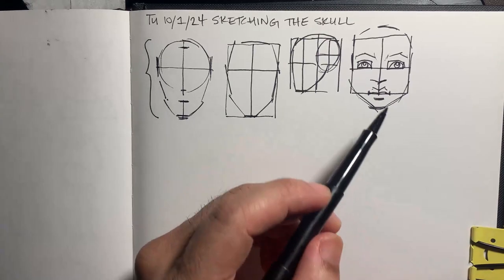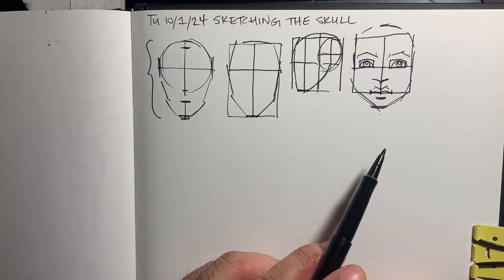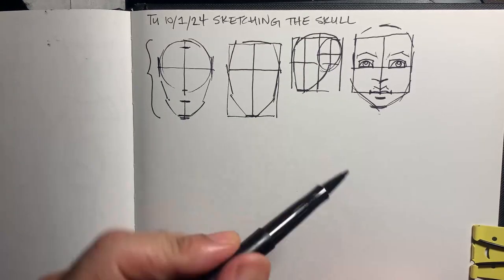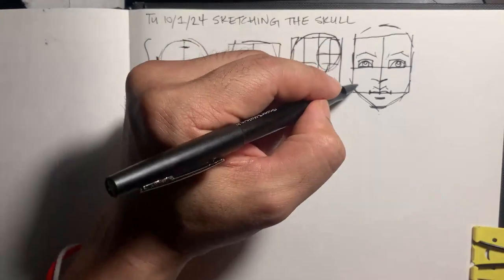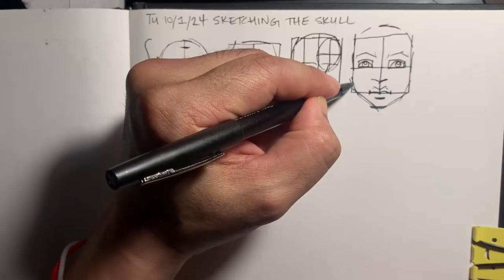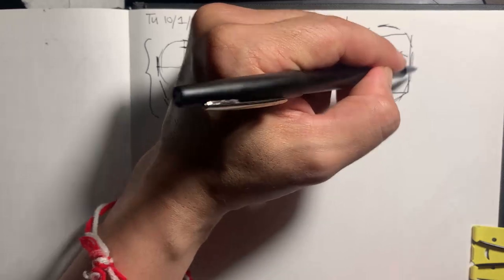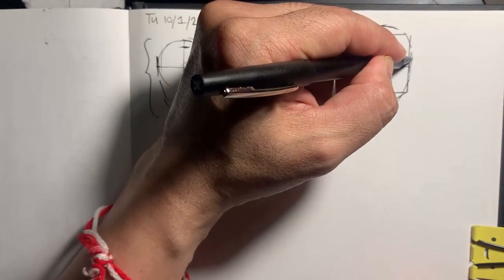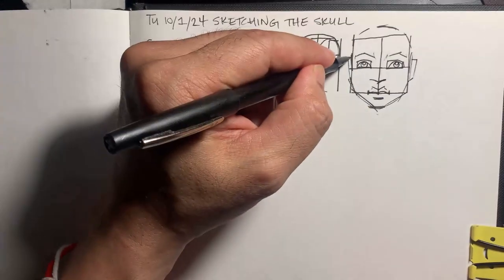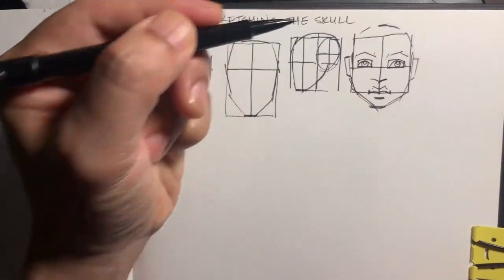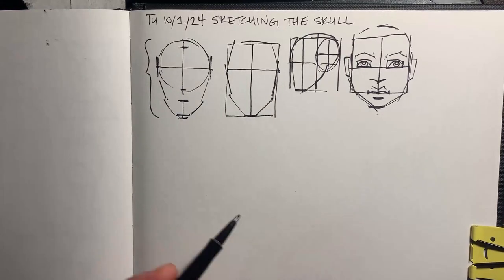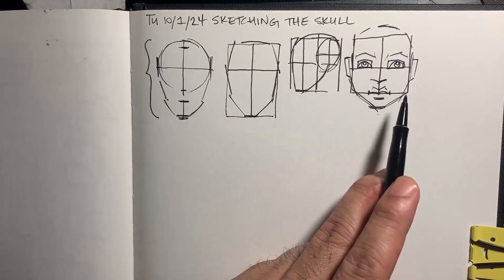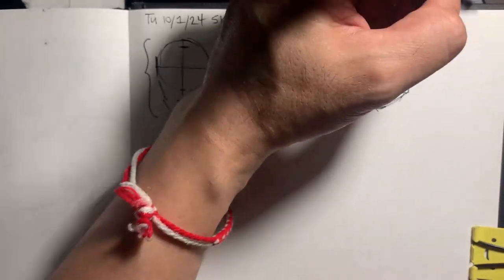Just some different methods. So what I'm going to do is sketch the skull, but then relate it to how to draw the head, because a lot of times you're not going to be drawing the skull in detail, so we'll figure out the landmarks. So first let's figure out what the proportions are doing on the skull itself.